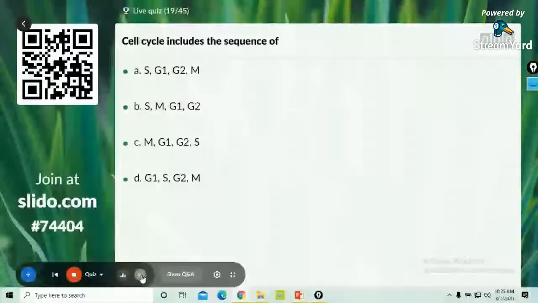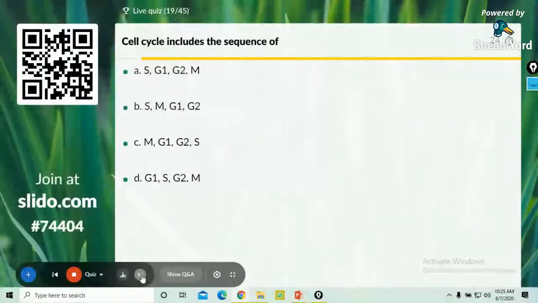19th question. Select the correct sequence of cell cycle happening in case of an organism. S phase, G1, G2 and M. M phase, G1, G2, S. G1, S, G2, M. G1 phase, synthesis phase, G2 phase, mitosis phase. Option D.